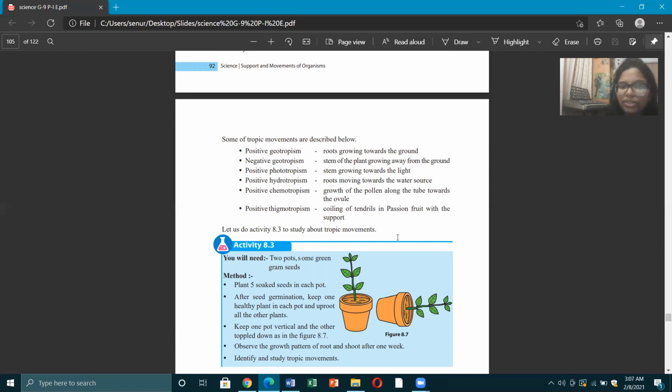And then thigmotropism is all about touch. Okay, so the coiling of tendrils in passion fruit around a support.